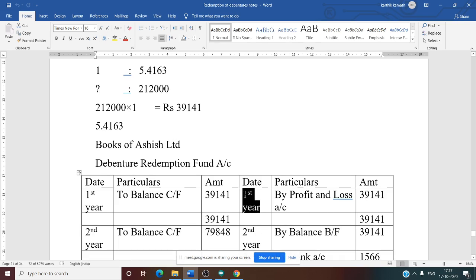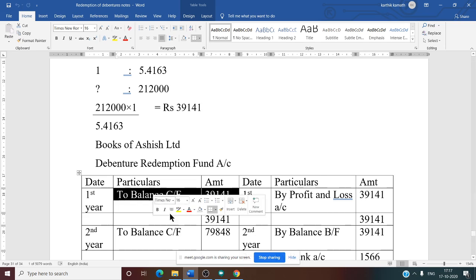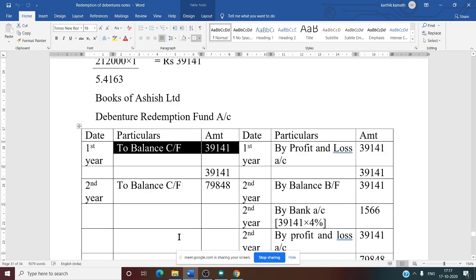So now for the first year, by profit and loss account. If a date were given, you would write this entry at the end of the first year. That is 39,141, on the credit side of the profit and loss account. In that year there is no other balance, so to balance carry forward 39,141. The first year entry is over. There is no interest because there is no opening balance in the first year.